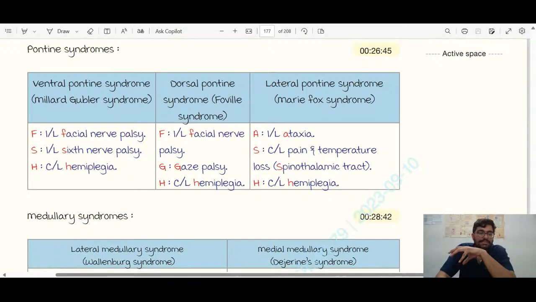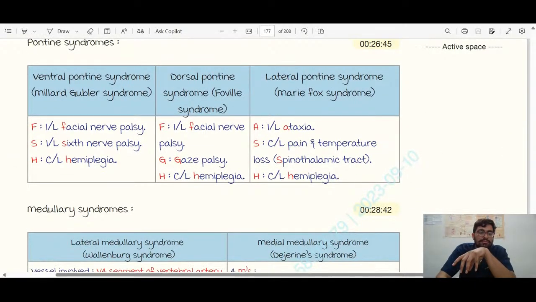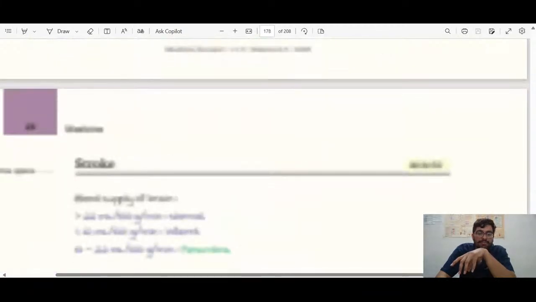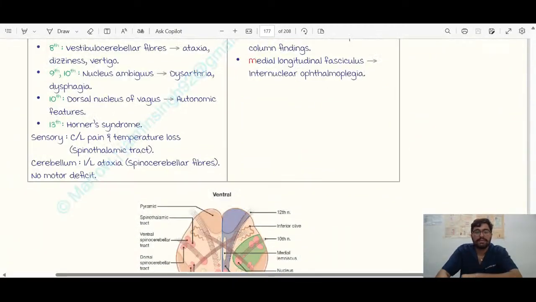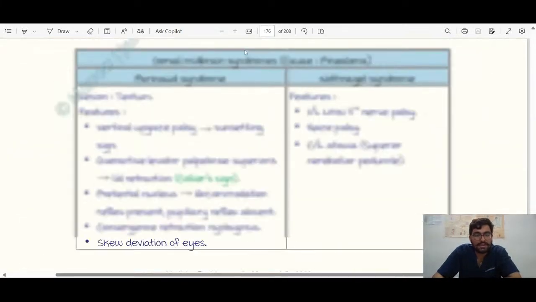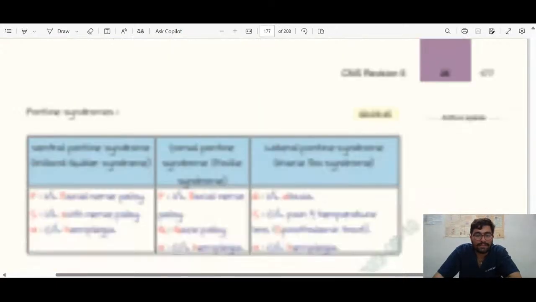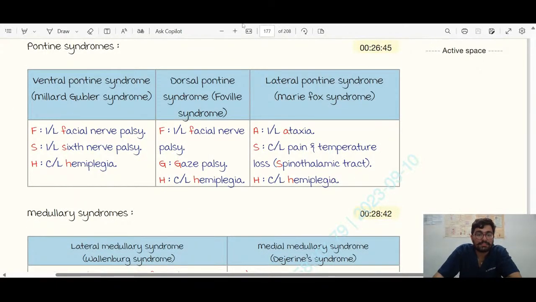Now the pontine syndromes and medullary syndromes. These are the last topics for today, and further we will discuss the next topic, that is stroke. First, what are the pontine syndromes? Here there will be ventral pontine, dorsal pontine, and lateral pontine. Here FSH, FGH, ASH. This is a trick for FSH, FGH, ASH.